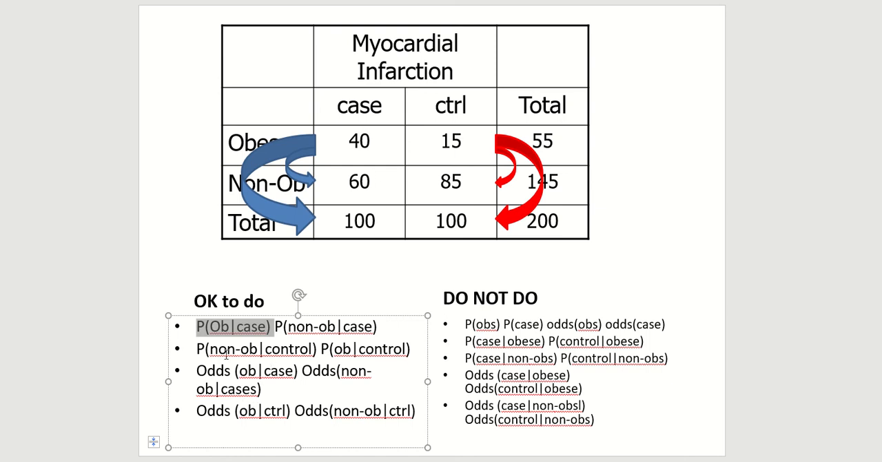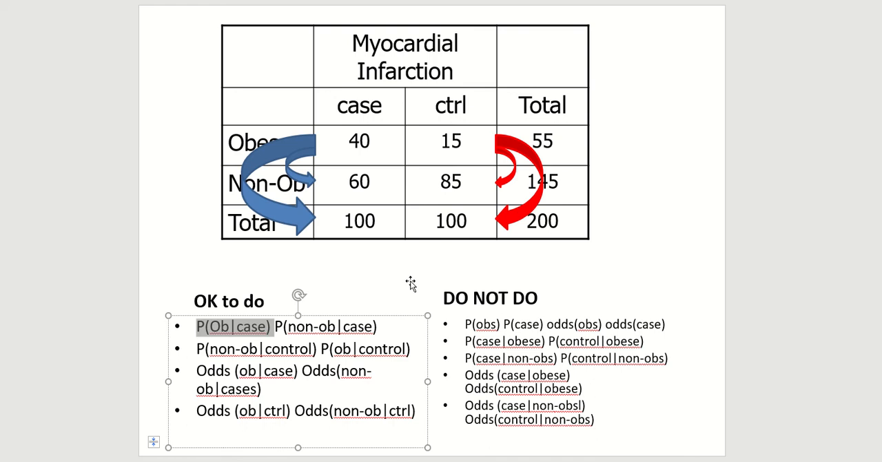But you can also do odds. Remember the odds from the previous lecture is the success over the failure. So you can calculate the odds of the obese to non-obese among the cases, or the opposite, the odds of the non-obese to obese among cases. Also, you can calculate the odds of obese to non-obese among controls, and the opposite is true, as long as you're doing it among cases and among controls.